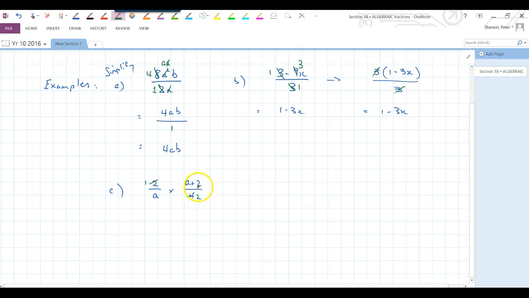And the same here for this 2. I really want to take those 2's away, but resist because of that a, right? This term here is a plus 2. 2 has to go into all 3 if we're going to do the cancelling. So we're done cancelling there. There's nothing more we can do. Now what we do is multiply across our numerators. 1 times a plus 2 gives us our numerator, and a times 2, which is 2a, gives us our denominator. So we've got a plus 2 over 2a.